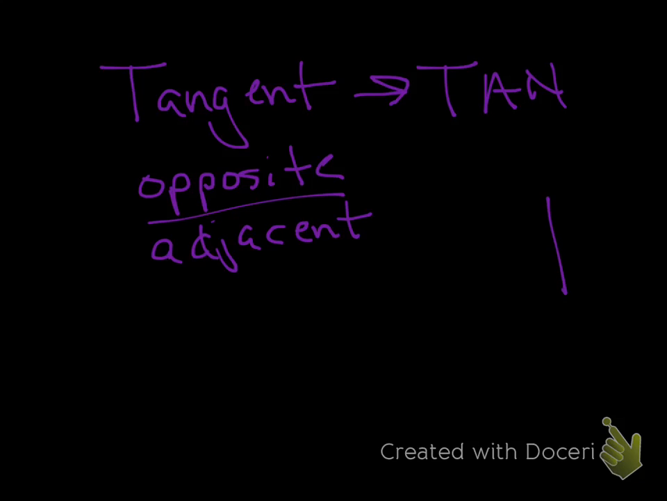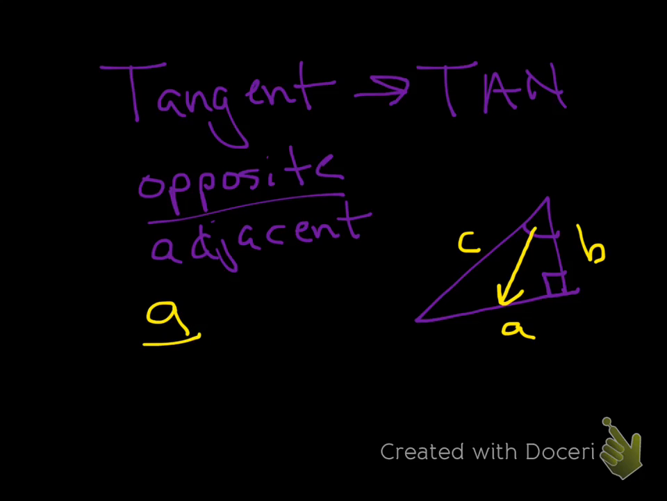Okay, so here's my triangle. Let's do this angle, CAB again. So we're doing the opposite. Opposite of the angle is A, and adjacent to the angle is B. Now we don't use C again because even though it is adjacent to that angle, it is not considered adjacent. It is always considered the hypotenuse.